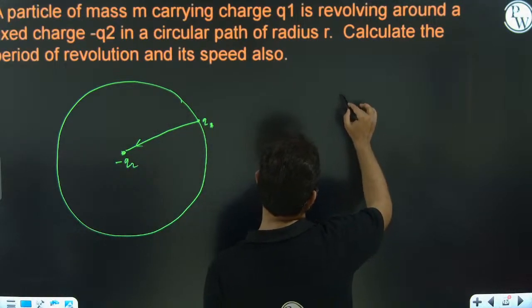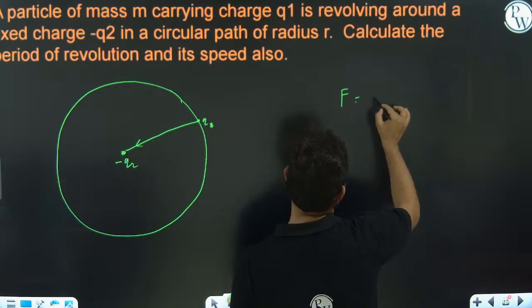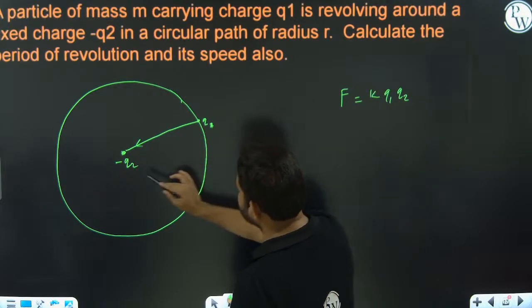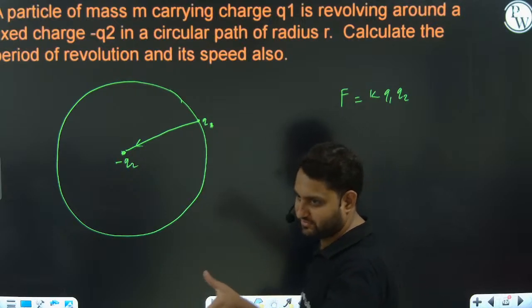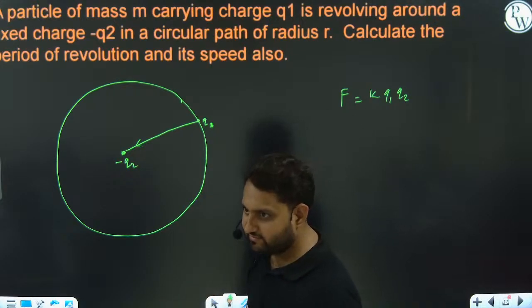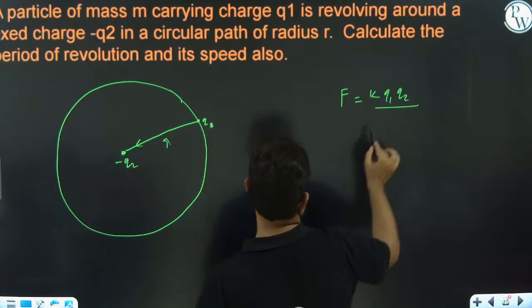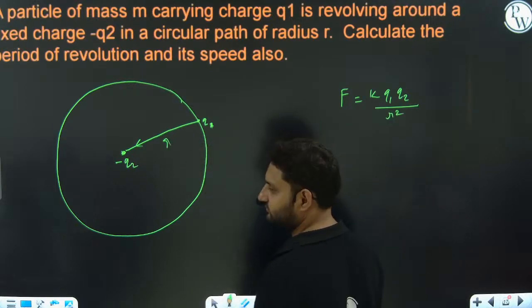Electrostatic force F is equal to K Q1 Q2. Why this negative sign? It means attractive force. Upon what is the radius? R. So R square. Got it?